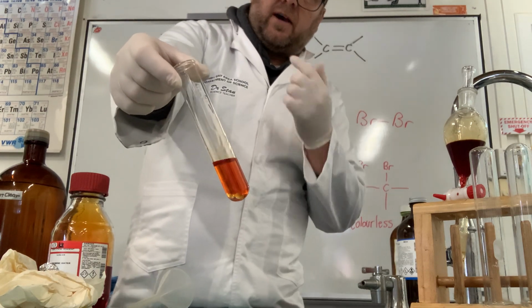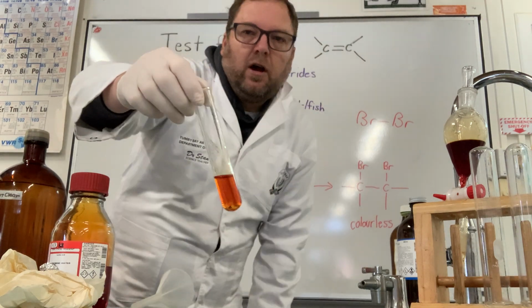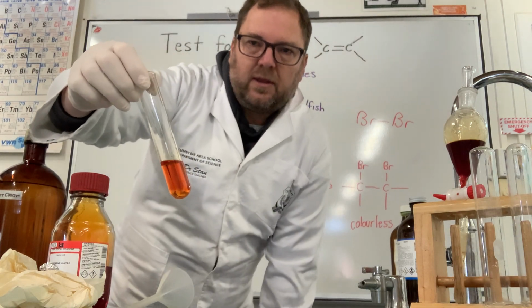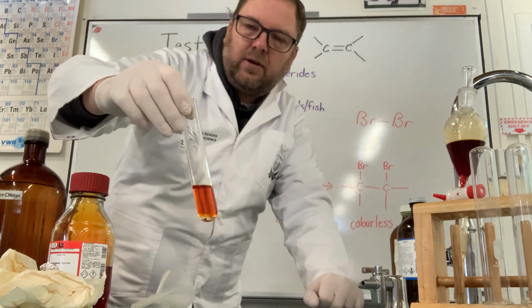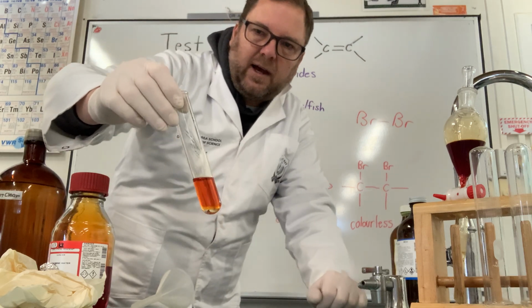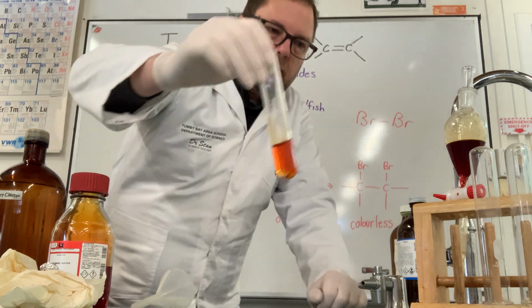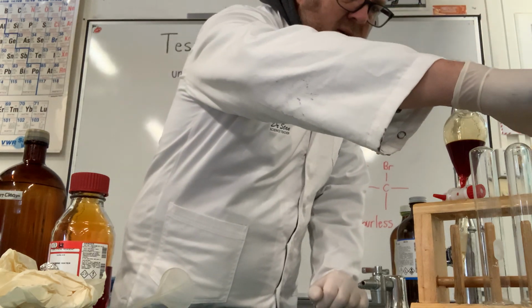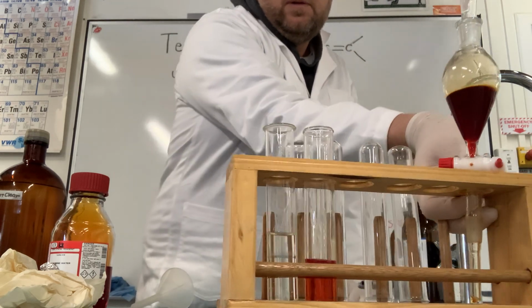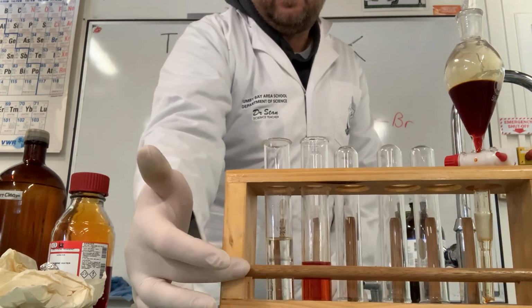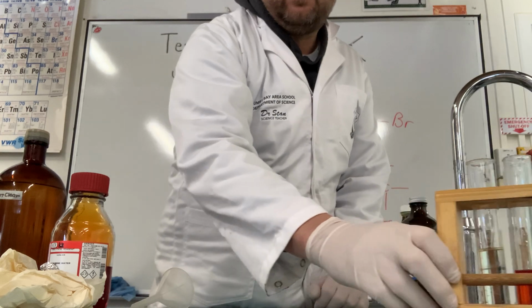So it doesn't get that orange to colourless change like we got with the unsaturated vegetable oil that contained those alkene groups or those carbon-carbon double bonds. So there you go. There's the orange, and then there's the other one, which kept going colourless.